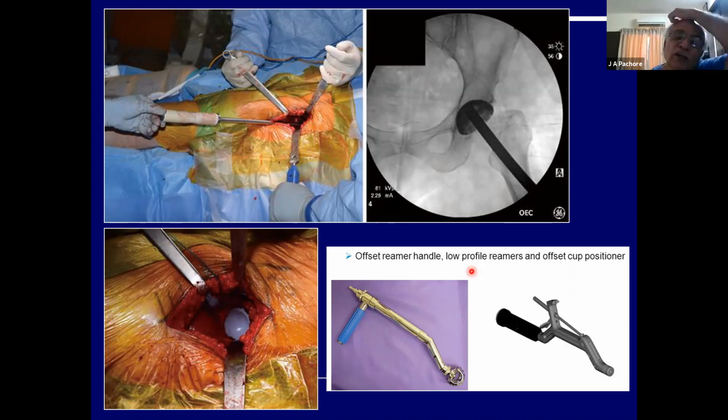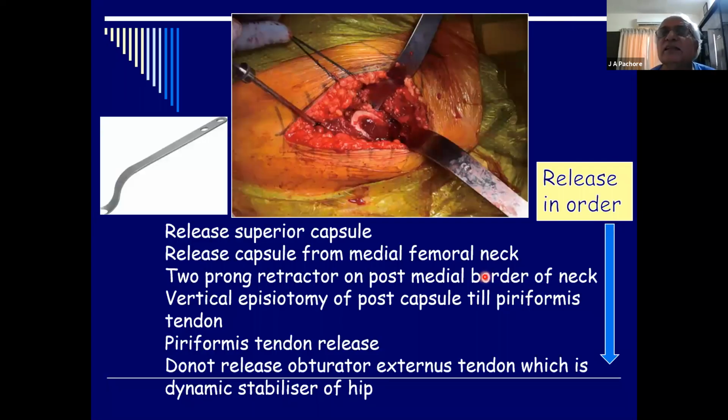Now, most important is the femur. Release in order. The highest complication in the anterior approach, reported from 0 to 20%, is femoral fracture, calcar fracture, trochanter fracture, perforation and whatnot.